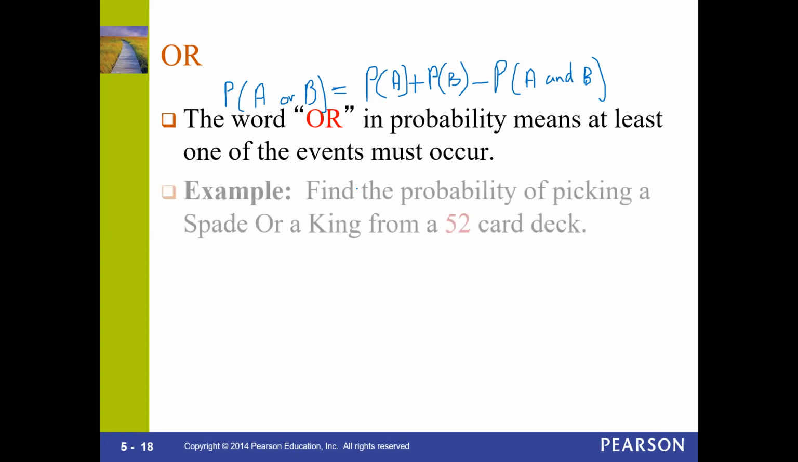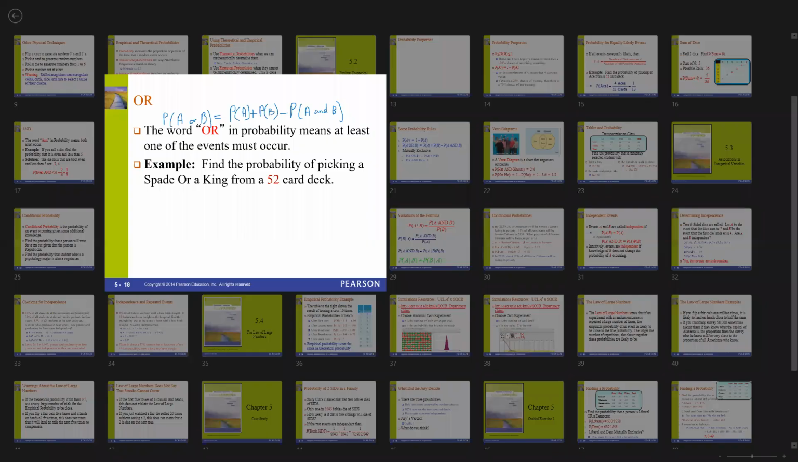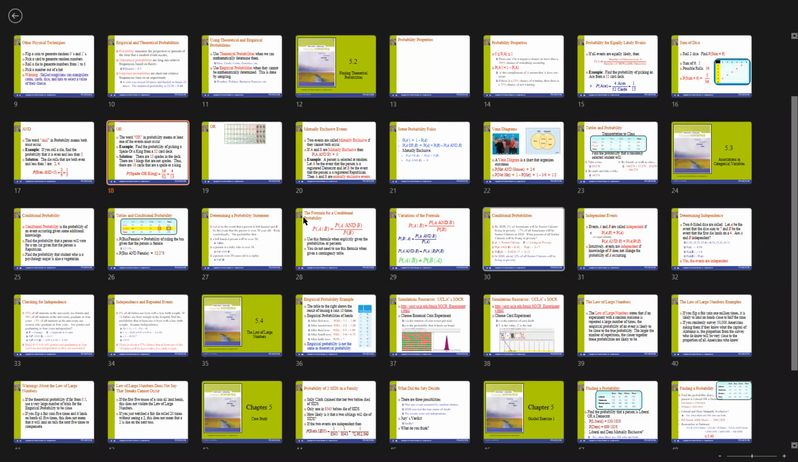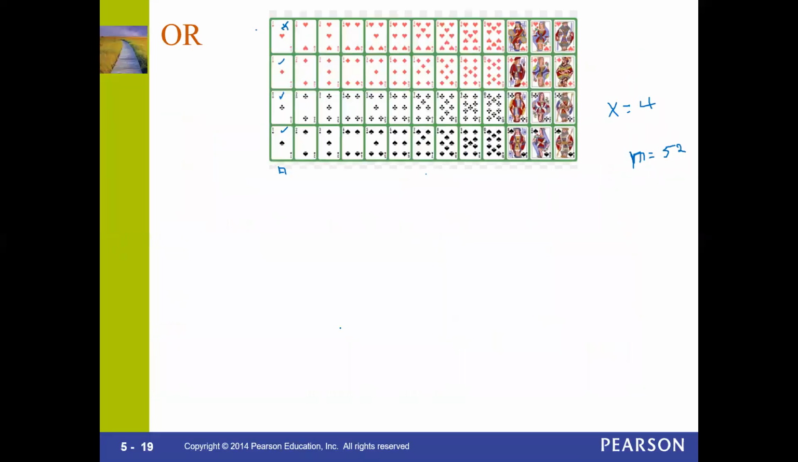Here we'll give an example. Say, find the probability of picking a spade or king from a 52 card deck. Let's do that. We're going to take a spade or king. So let's see. I'm going to go to my cards right here. The last column are the kings. These are the kings. As you can see, we have 4 kings.